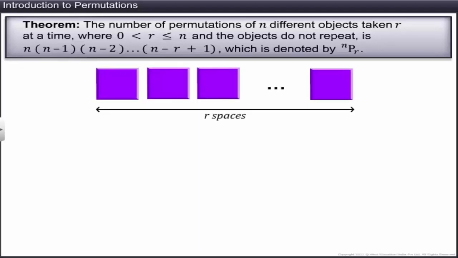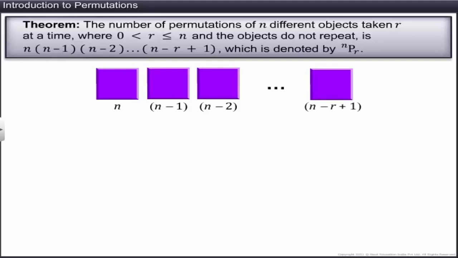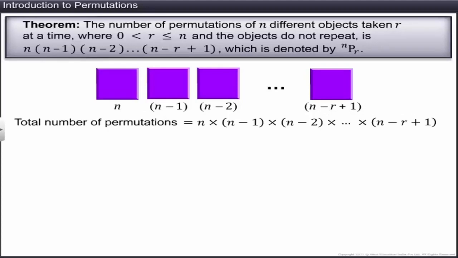Suppose there are n objects and r spaces. These spaces need to be filled with n objects. The first place can be filled using n objects in n ways. After filling the first place, the number of objects left is n minus 1. Now, the second place can be filled with n minus 1 objects in n minus 1 ways. Similarly, the third place can be filled in n minus 2 ways. Continuing the same process, the rth place can be filled in n minus r plus 1 ways. According to the fundamental principle of multiplication, the total number of permutations is as shown. This expression is denoted by nPr. Here, n is a natural number.